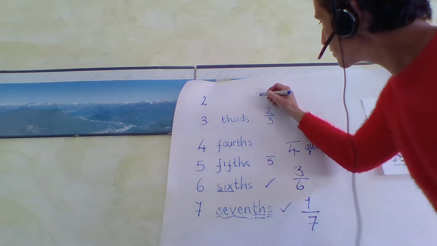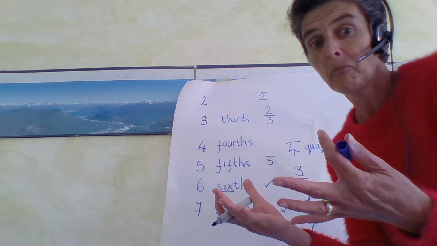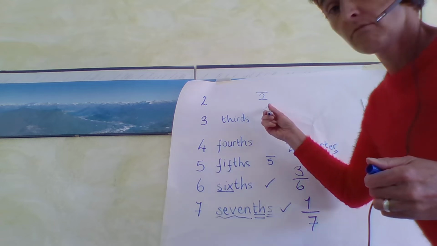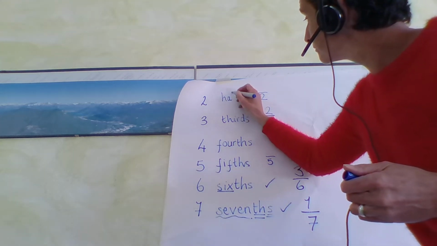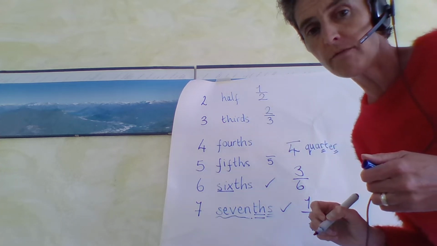And if we've got a 2 at the bottom, because we've divided our whole one into 2 separate parts, we don't say tooths, do we? Or teeth, that would be really weird. We say half. Okay? Yeah, and you know that, 1/2. Okay?